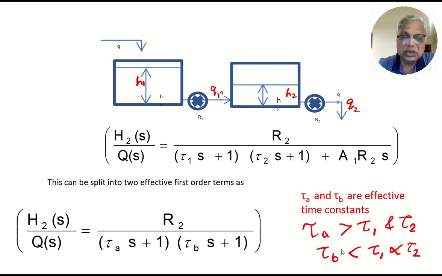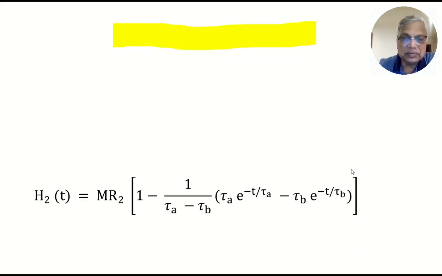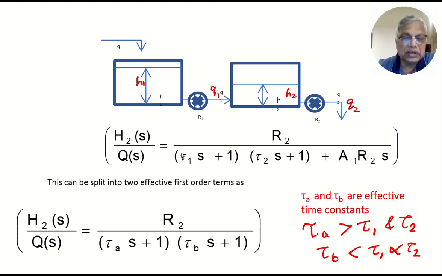It doesn't matter which is tau A and which is tau B. One of these time constants, let's say tau A, will be larger than tau 1 and tau 2, and tau B will be less than tau 1 and tau 2. So the effect of this interaction is to change the effective time constants of the system. This term and this term are exactly the same, but only tau A and tau B are different, as shown here.